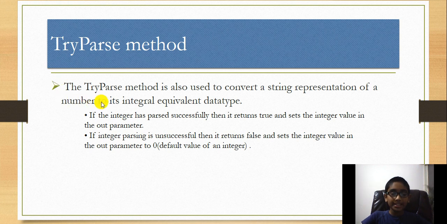So the TryParse method again is used to convert a string to an integral type. In our example, we are trying to convert a string to an integer. What I mean is that if the string has been parsed successfully to an integer, then it returns true and sets the integer value in the out parameter. But if the string is unsuccessfully parsed to an integer, then it returns false and sets the integer value in the out parameter to 0 again, that is the default value of an integer.